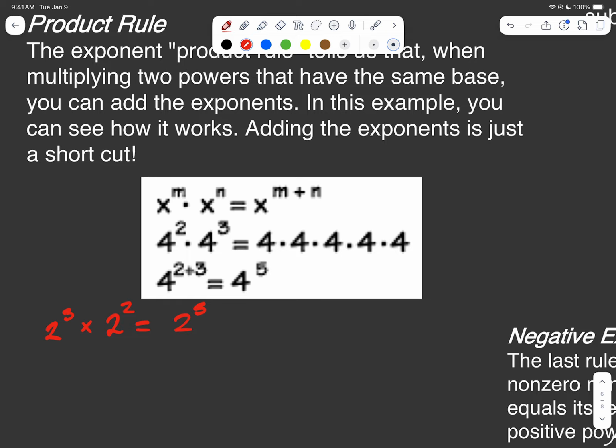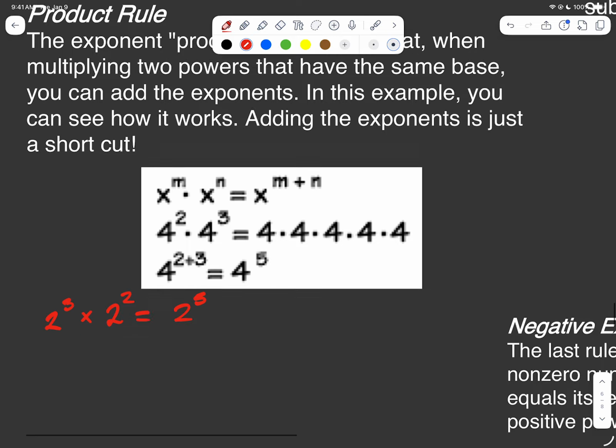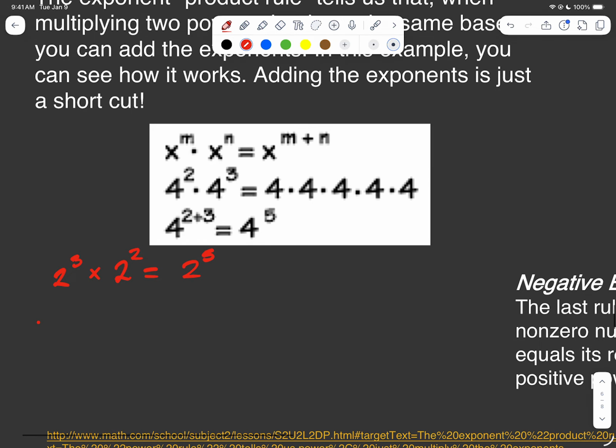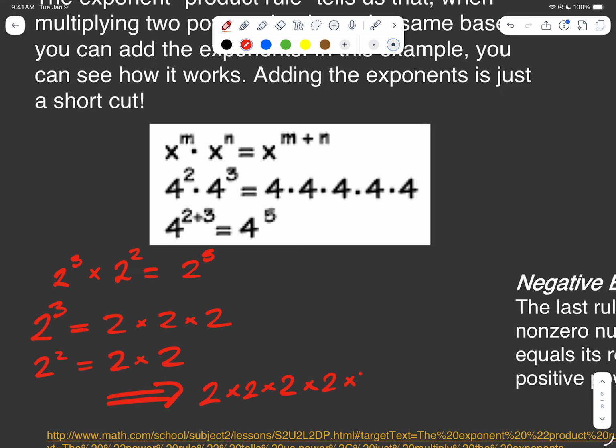And as you see in the example, we could actually break that down and say why. We could write it out. 2 cubed is really 2 times 2 times 2. And 2 squared is 2 times 2. So what does this mean? 2 cubed times 2 squared is 2 times 2 times 2 times 2 times 2.